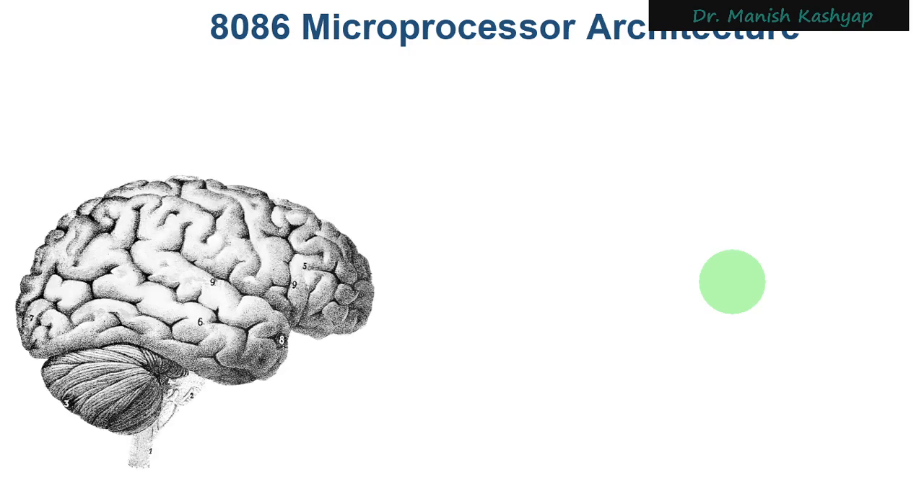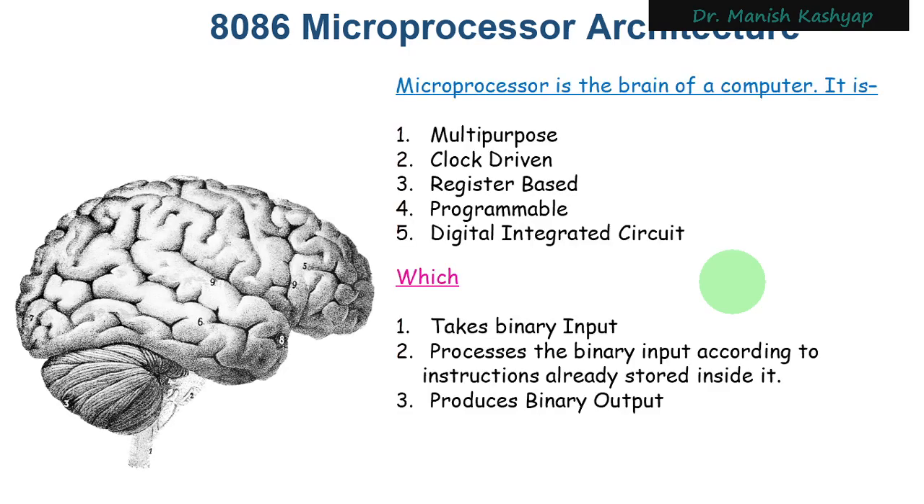Now, let us again just rewind the definition of microprocessor. We have already seen this definition. The microprocessor is the brain of a computer. It is a multi-purpose, clock-driven, register-based, programmable integrated circuit, which takes binary input, processes the binary input according to instructions already stored inside it, and then produces binary output. So we are also already aware of this definition of microprocessor. So this definition is just there for revision.